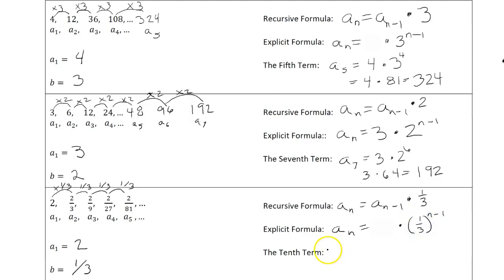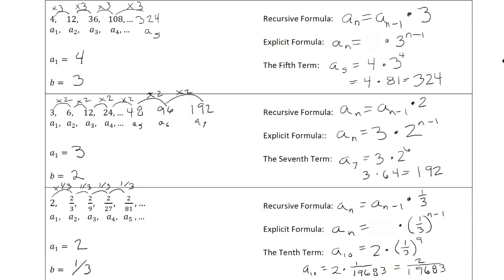To find the 10th term, then, you would write a sub 10 equals 2 times 1/3 to the power of 9. Use PEMDAS when figuring this out. A sub 10 equals 2 times 1 to the 9th over 3 to the 9th. Putting this in the calculator, we get 19,683. Multiply the numerator by 2 for 2 over 19,683. We would not want to use the recursive formula to multiply by 1/3 so many times.